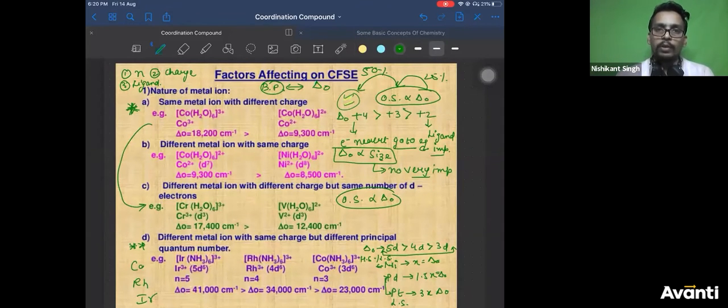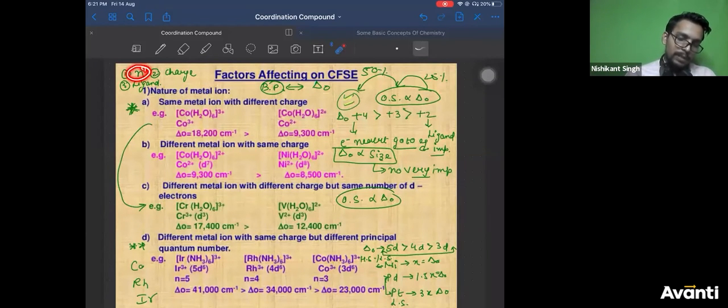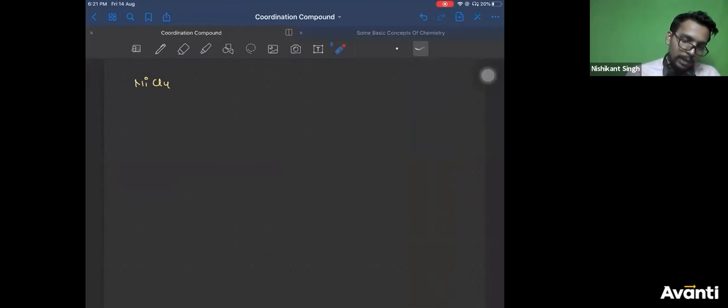I didn't get your point, Athar. There is no ligand point here. There is no point where there is a change in ligand. The ligand point is the previous one, Athar, which we have already discussed yesterday. So all I'm trying to say is, first you apply principal quantum number, then you apply charge, then you apply ligand. Right? All right.